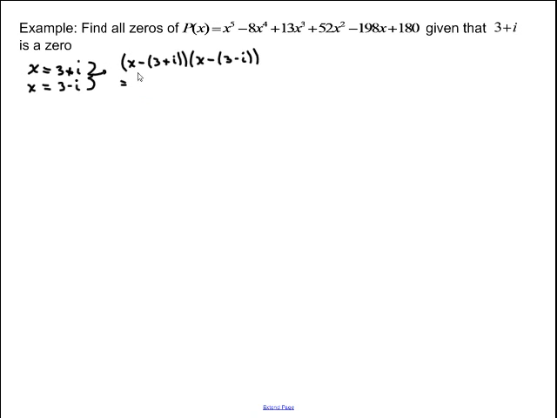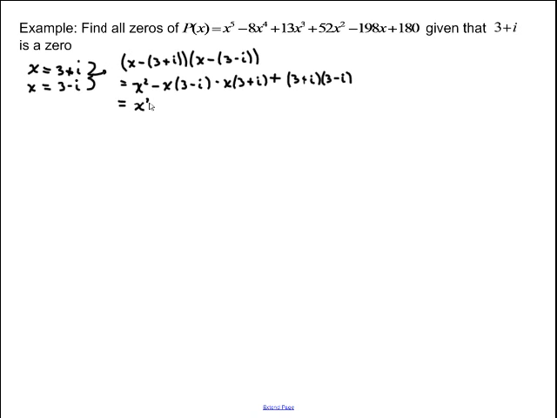So let's see. x times x by our FOIL method is x squared. x times negative 3 minus i, so that's minus x times 3 minus i, minus x times 3 plus i, plus, at the end, negative times negative, the quantity 3 plus i times 3 minus i. Well, let's simplify this a little bit more.